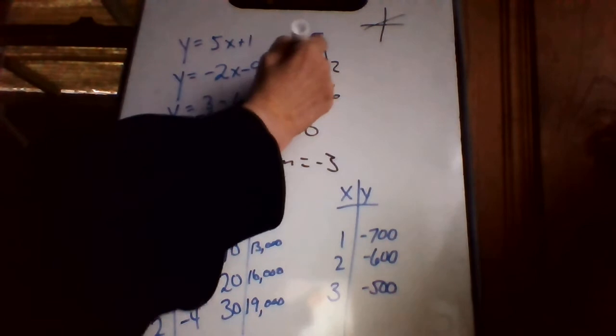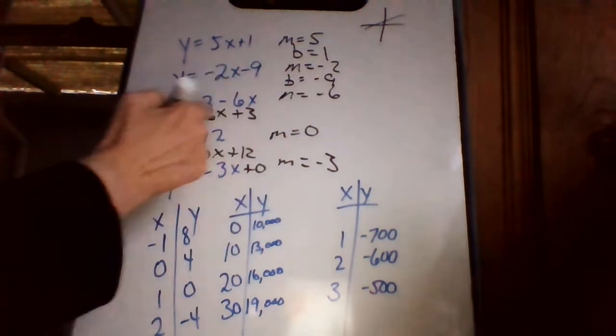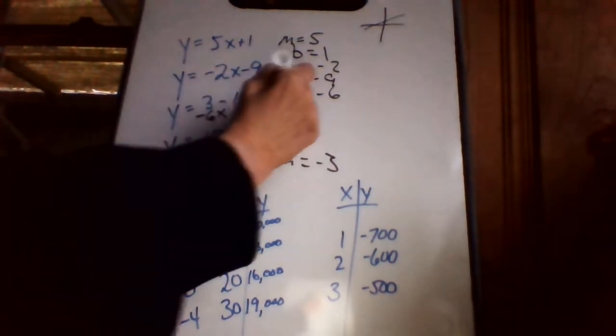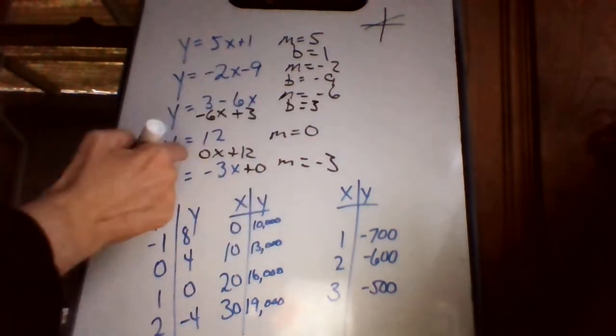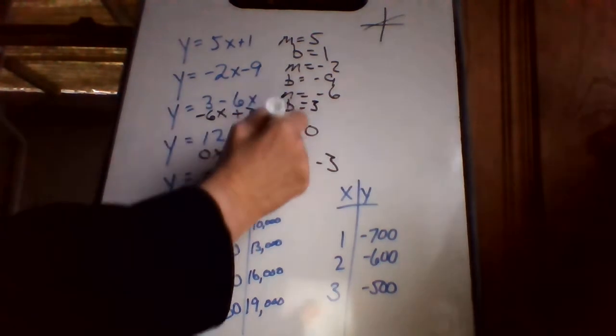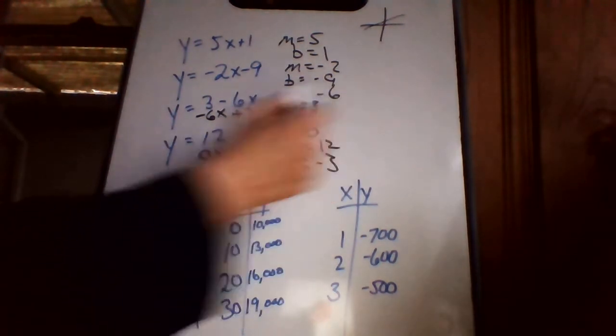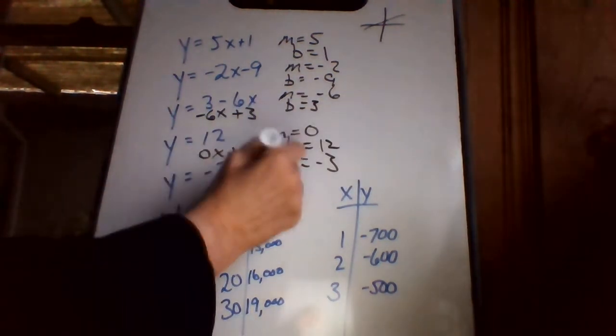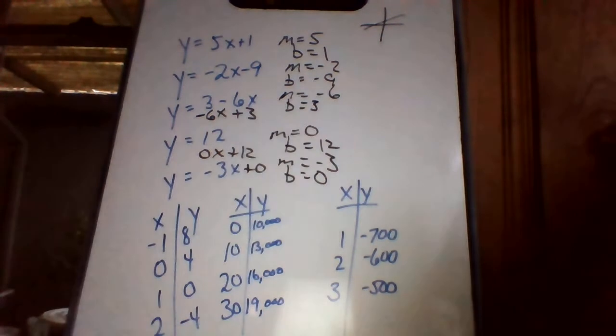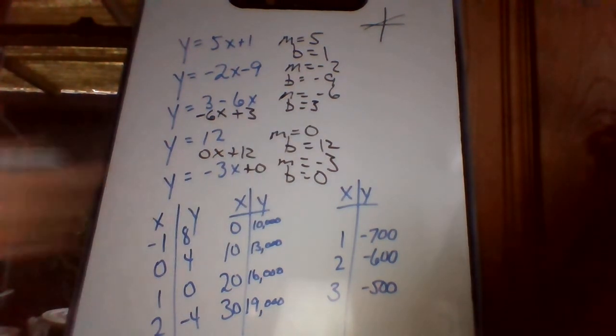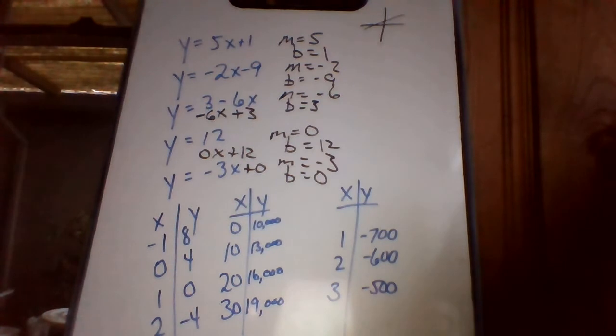-9, but got to use the negative as well. +3. +12. And 0. That's why I wrote it down. Okay, so my calculator is going to give me the slope and the y-intercept and expect me to be able to go in the other direction and write the lines.